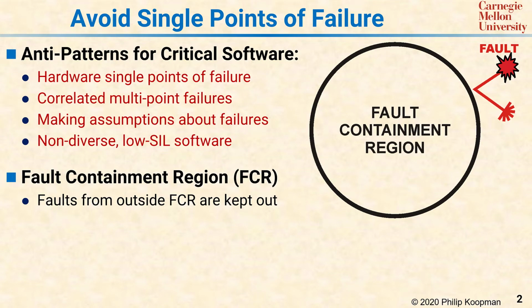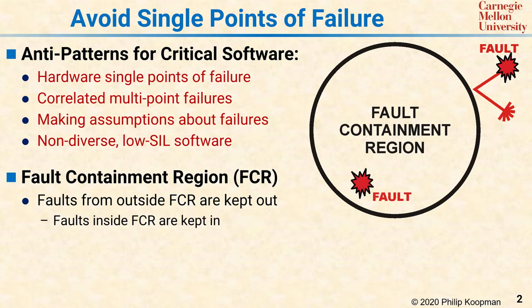The second half of the definition of an FCR is that any fault inside the FCR stays inside the FCR and cannot have its effects escape the FCR boundary. In other words, the idea of an FCR is that faults inside stay inside the boundary, faults outside stay outside, and the effect of a fault cannot cross an FCR boundary. FCRs are an essential building block for safety-critical systems, but there's a catch.